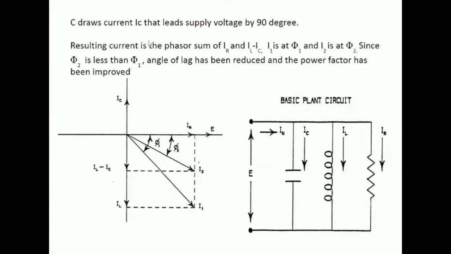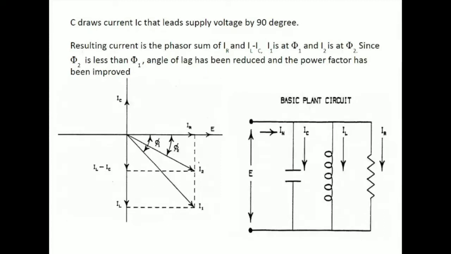So the capacitor draws a current IC that leads the supply voltage by 90 degrees. That is represented vectorially here. The resulting current is the phasor sum, that is I2. The total current drawn from the supply is the phasor sum of IR and the difference between IL and IC. I1 is at phi1 and I2 is at phi2. Since phi2 is less than phi1, the angle of lag has been reduced and the power factor has been improved.